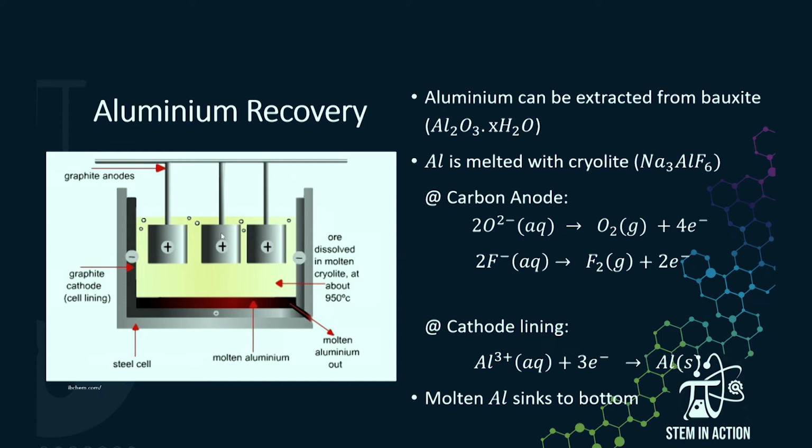From the ceiling, we have carbon anodes. There they are dangling. And of course, at the anodes, oxidation occurs. And your O2- ions and your fluoride ions, they get oxidized to form oxygen gas and fluorine gas. That's coming from the melted aluminium ore. And then we have a floor here. This floor is a lining, and that's our cathode lining. At that cathode lining, the Al3+ ions are reduced to form pure aluminium metal.